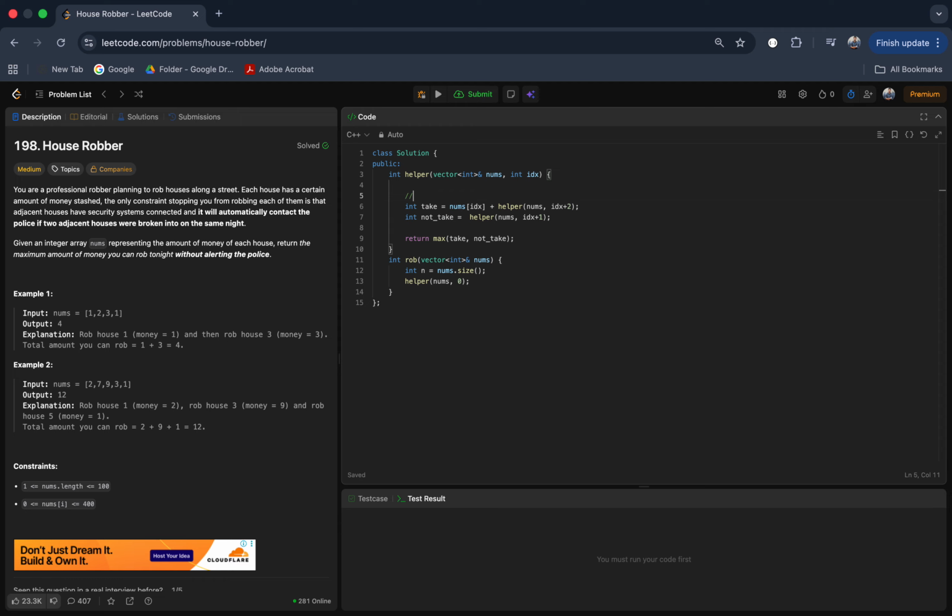And we need to write our base condition. So base condition will be whenever the index will reach greater than or equal to nums dot size, then we need to return 0 because there is no money after that. So we can return here 0 and we can return our answer from here.